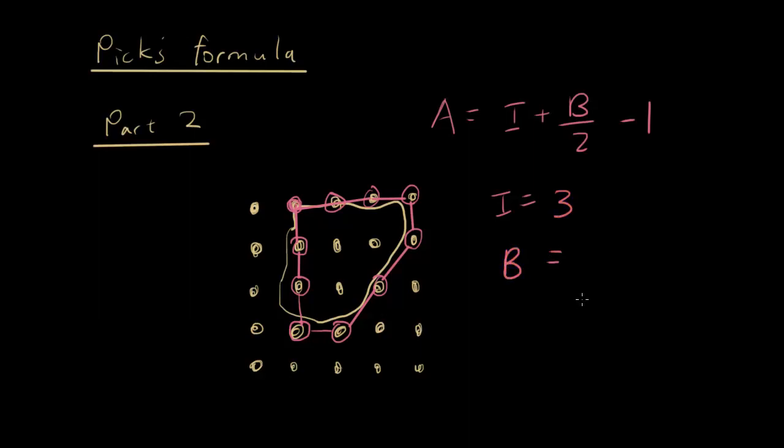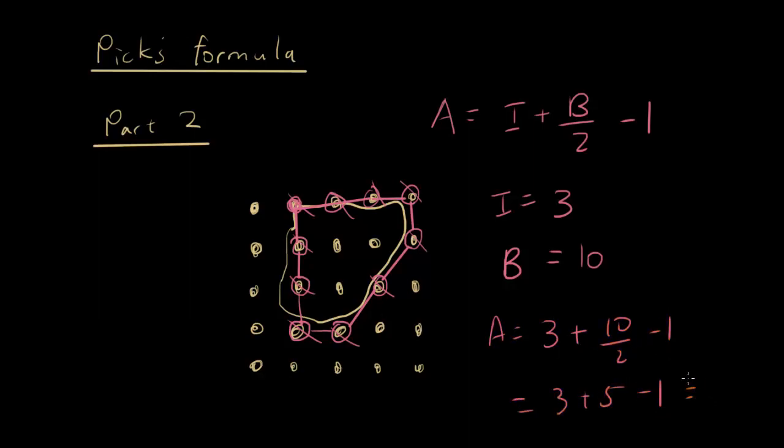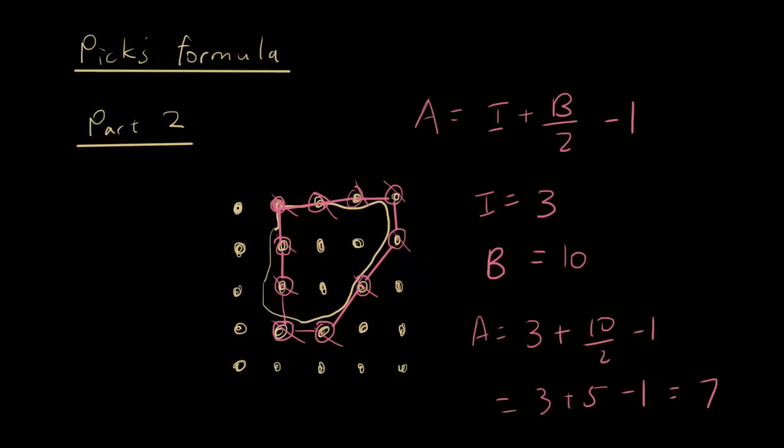B is the number of dots that are on the boundary. So starting with this one, 1, 2, 3, 4, 5, 6, 7, 8, 9, 10. B is 10, so it'll be A equals 3 plus 10 divided by 2 minus 1, which is 3 plus 5 minus 1, which is 8 minus 1, which is 7. So the area of this shape is approximated to 7 units squared.